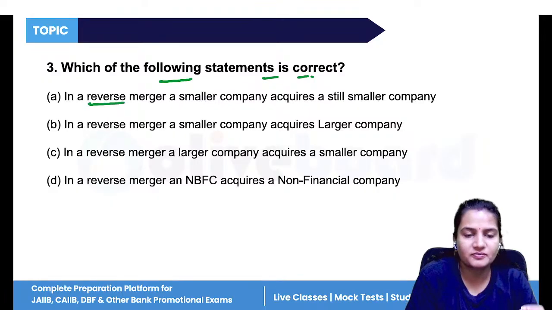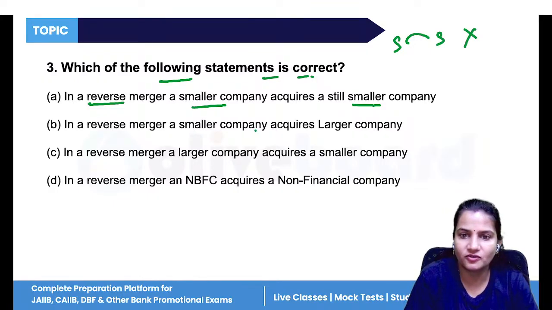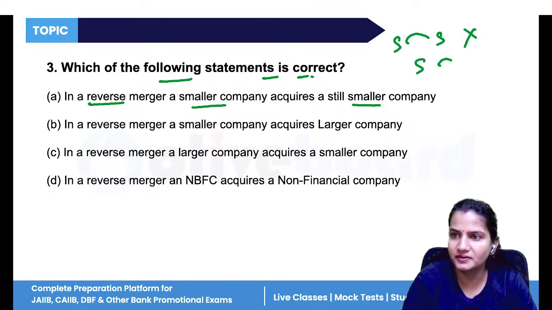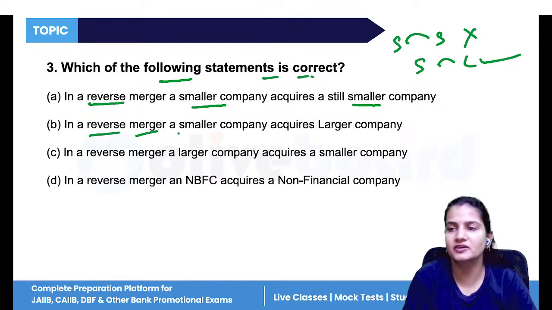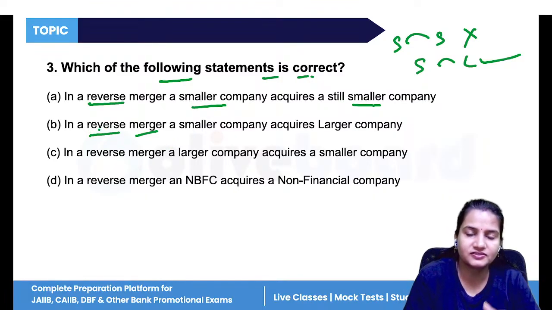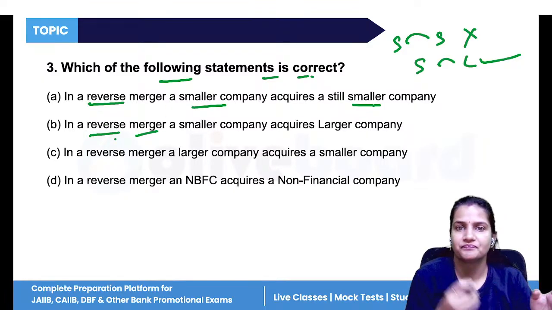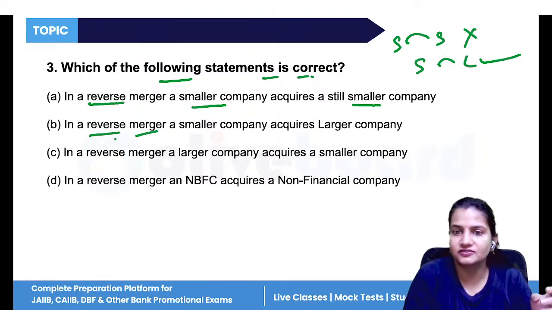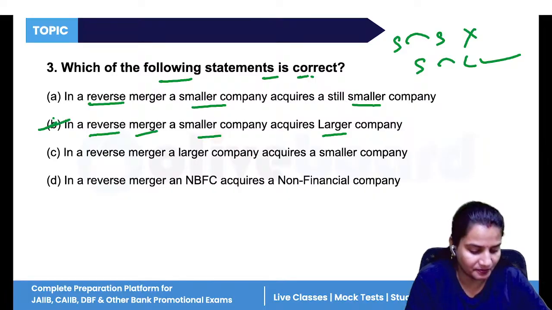Now, in reverse merger, a smaller company acquires a still smaller company. Means a small company is acquiring a small company? No. In reverse merger, a smaller company acquires a large company. Small company is acquiring a large company? Yes. So, what is reverse merger? See, merger means normally when two companies are merging together, of similar nature or maybe different nature. But reverse is the opposite. So, what is the opposite of merger? When any big company or any unlisted company is acquiring a listed company, or a smaller company is acquiring a larger company, this is what happens in reverse merger.